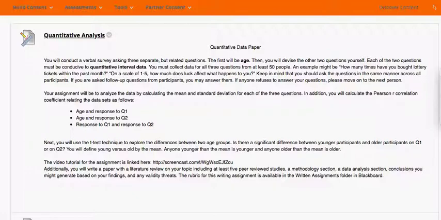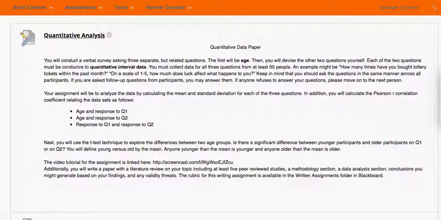Then you are going to develop two other questions that will give you quantitative interval data. In other words, numerical data. So you're not going to ask what's your favorite soft drink, because that's going to give you nominal data. So here are some examples. And it's good if you have related questions. You're probably more likely to find some significant results.